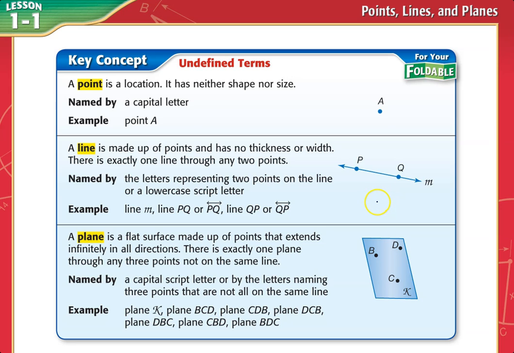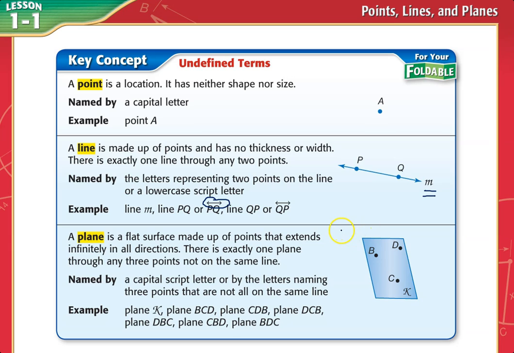The letters representing two points on the line, or a lowercase script letter, normally is used. Line M, line PQ, PQ with a line over top of it, line QP, or we can actually write it as line QP with a line above it. So those are all the same line, but just many different ways of writing it.